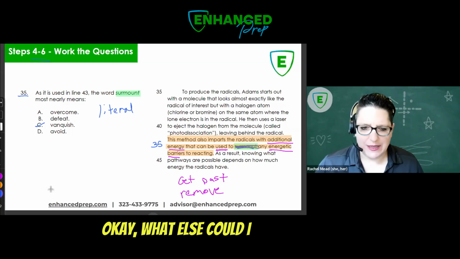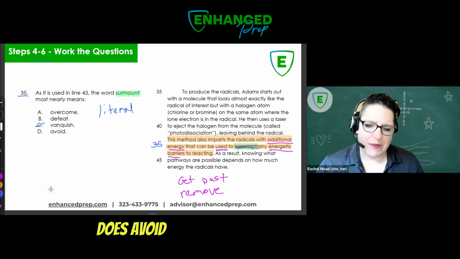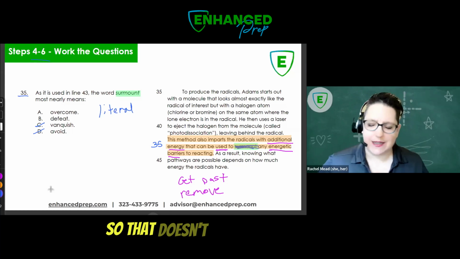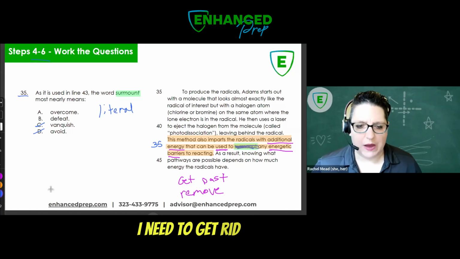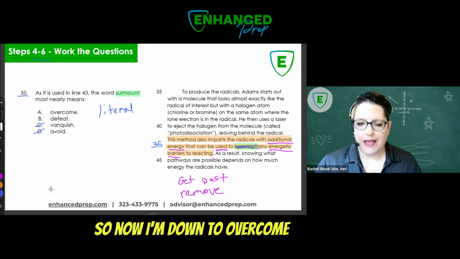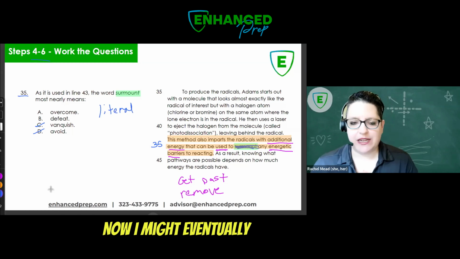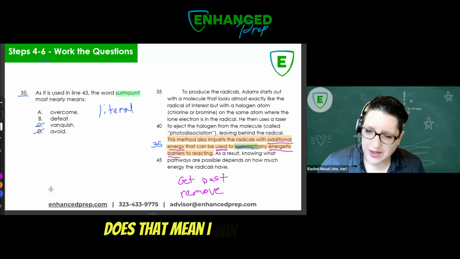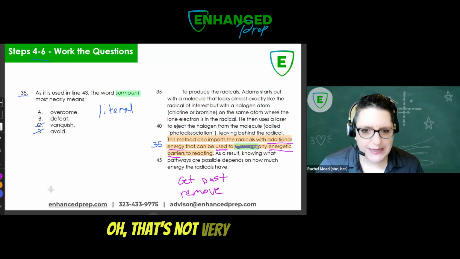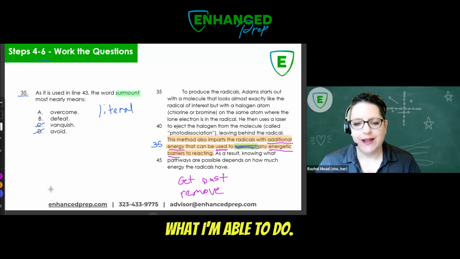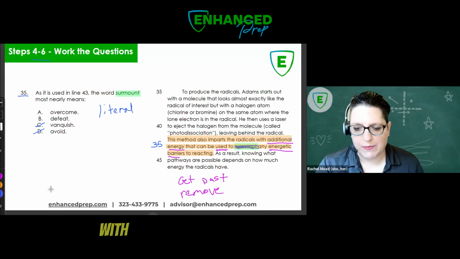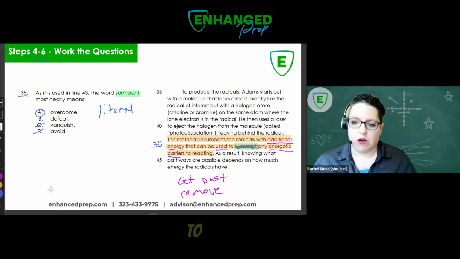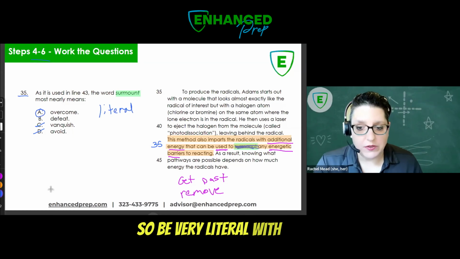Okay, what else could I get rid of here? Avoid. Does avoid mean get past or remove? No, avoid means I'm going in a different direction. So that doesn't necessarily fit for me either. I need to get rid of that one. So now I'm down to overcome and defeat. Now, I might eventually need to defeat a barrier. Can I defeat it? Does that mean I win over the barrier? That's not very literal in terms of what I'm able to do. And if I'm looking at the words I chose with my speak for myself, get past or remove is going to be a whole lot closer to overcome. So be very literal with those definitions.